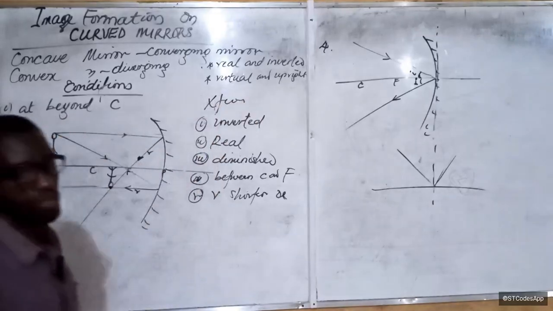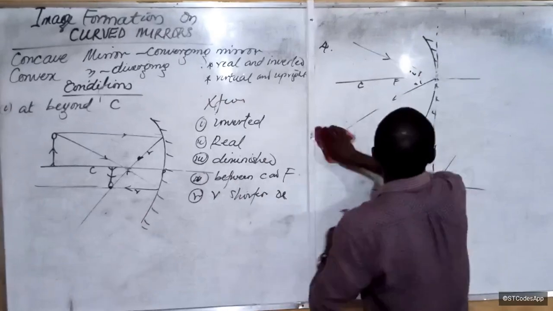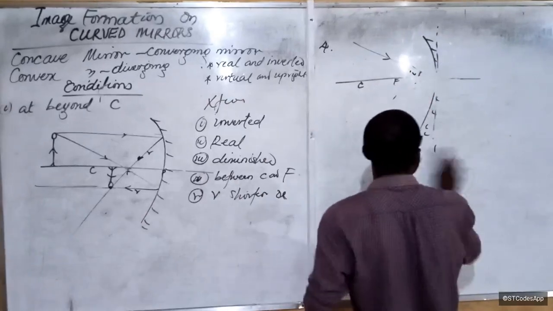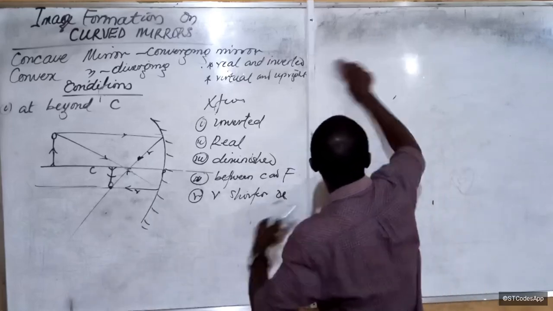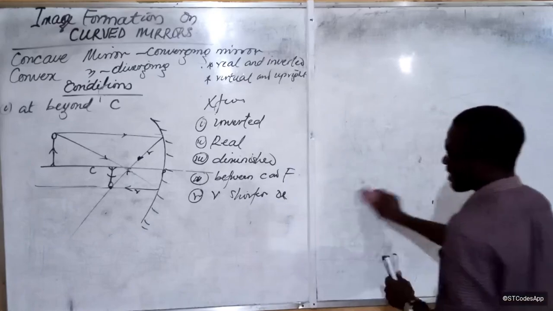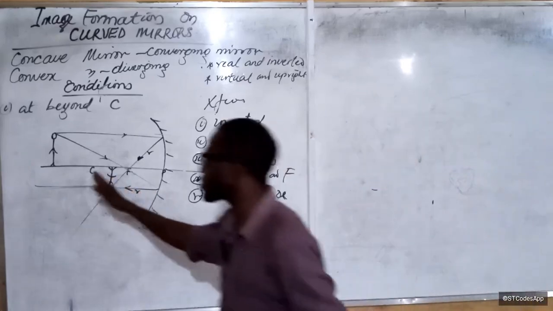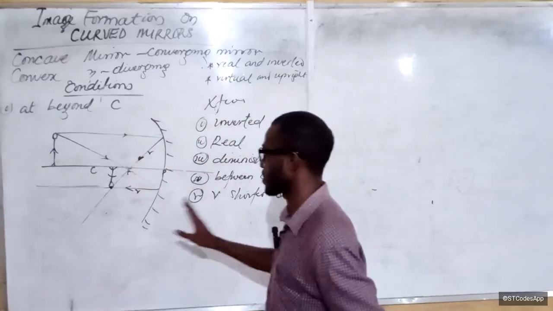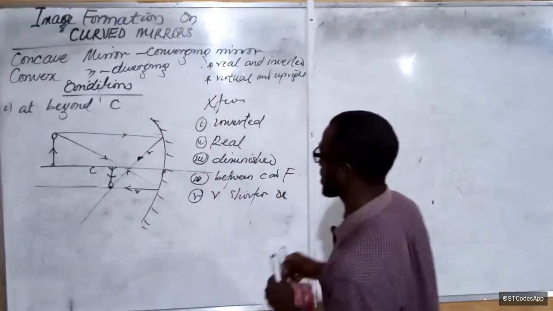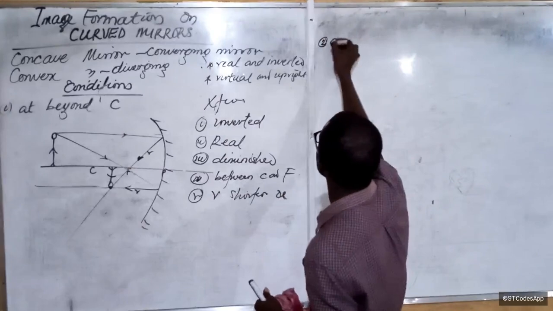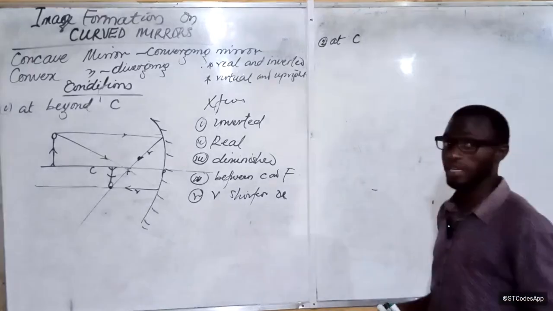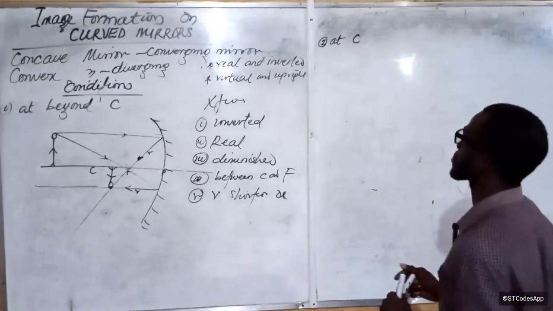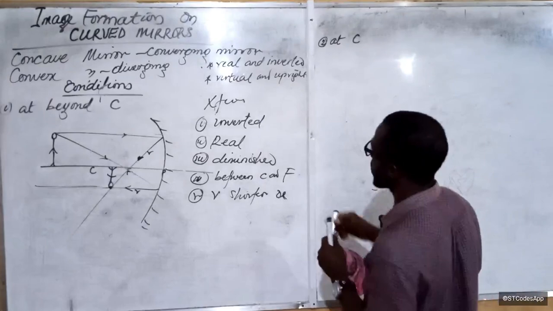Now let's go to the second condition. The second condition is if we were to place our object at C. For any place beyond C, we're going to have all these characteristics. What if we now place our object at C? Let's place our object at C. If we place our object at C, we're going to have this.